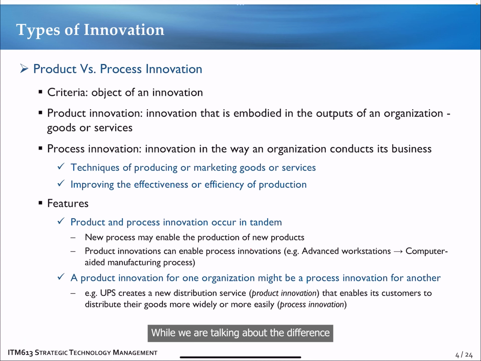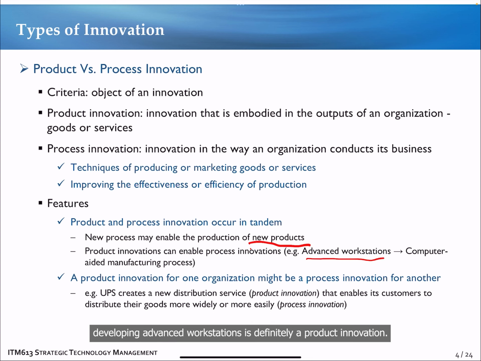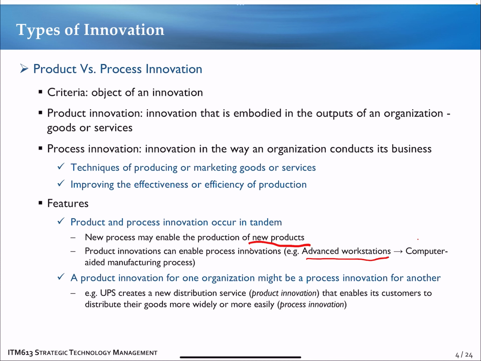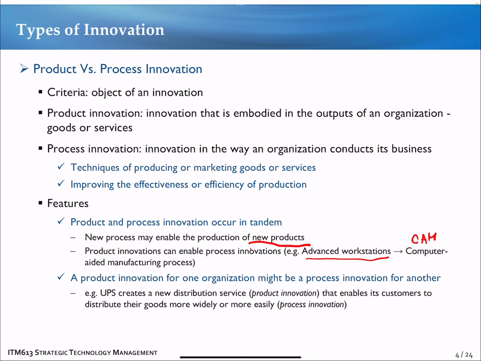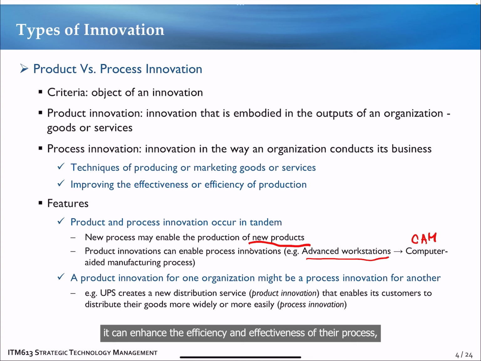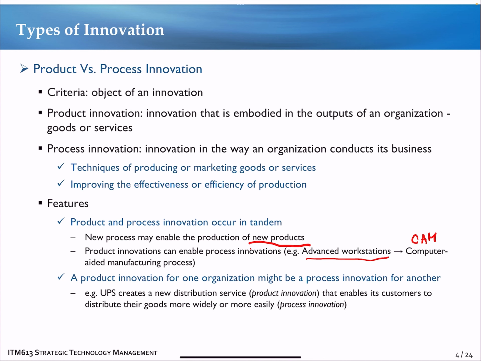While we are talking about the difference between product and process innovation, the two innovations often occur in tandem. New processes may enable the production of new products, and product innovation can enable process innovation. For example, developing advanced workstations is definitely a product innovation. If a firm uses the workstations for their manufacturing, which is called computer aided manufacturing, it can enhance the efficiency and effectiveness of their process, which is considered process innovation.